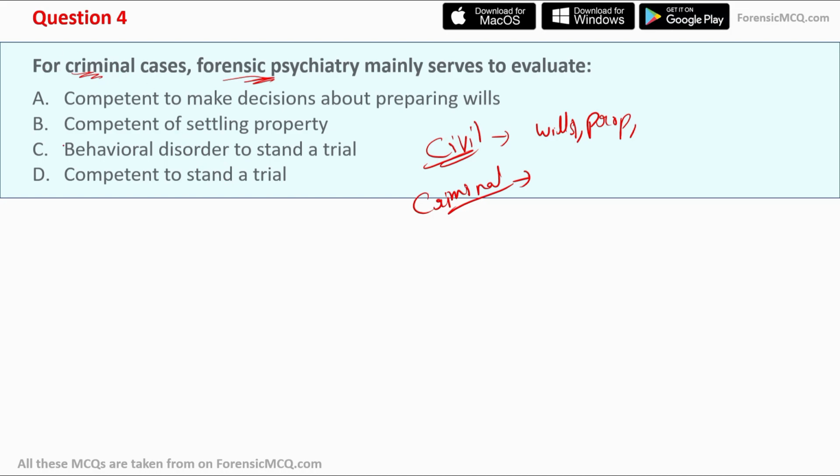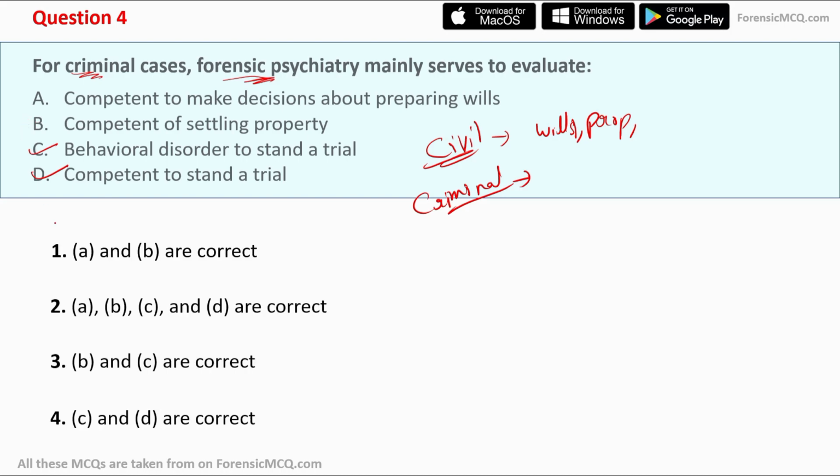So for criminal cases, the options C and D are correct. And if the question asks for the civil cases, then A or B will be the correct answer. Now let's check the options, and these are the options, C and D. So the last option, 4, is correct.